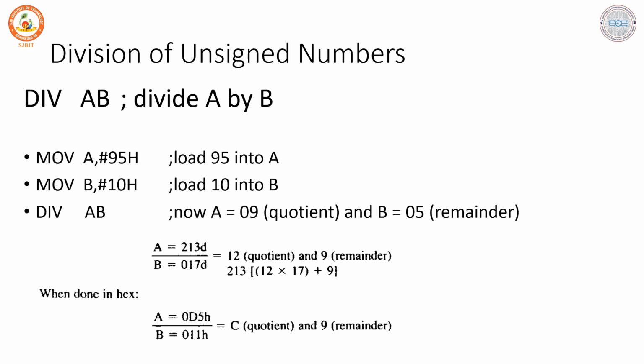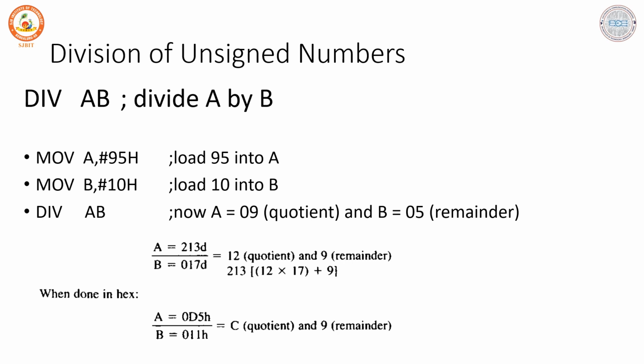Next, we have division of unsigned numbers, and 8051 again supports the division operation with a single instruction. In this instruction, the registers A and B are used. The first number is loaded in the accumulator and the second number is loaded into the B register. When we perform DIV, that is the division operation, the unsigned number stored in A will be divided by the B value, and finally the results will be put in A and B.